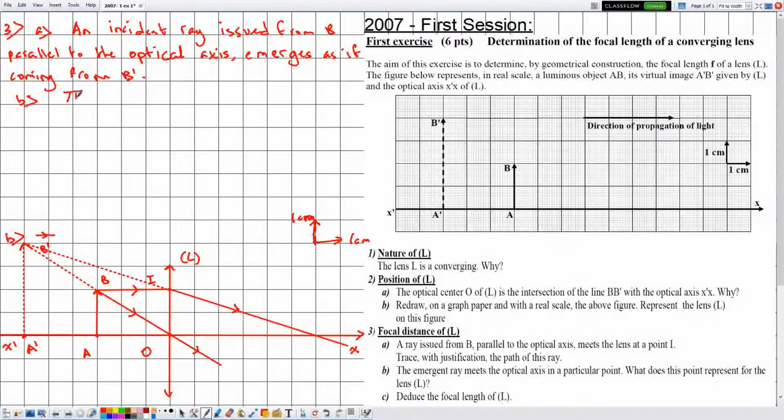Okay, then the image focus, which is in this case f prime, is the intersection of the emergent ray with the optical axis.